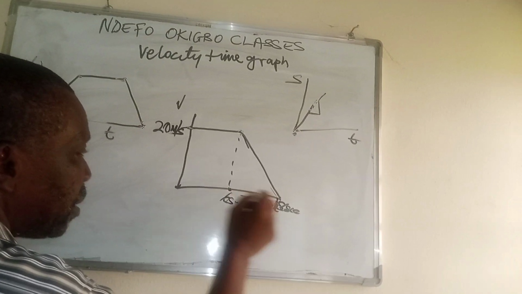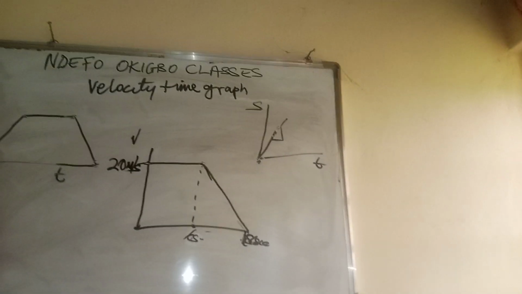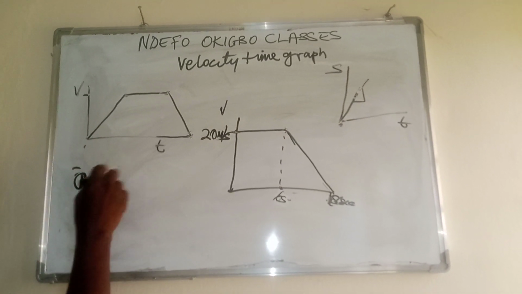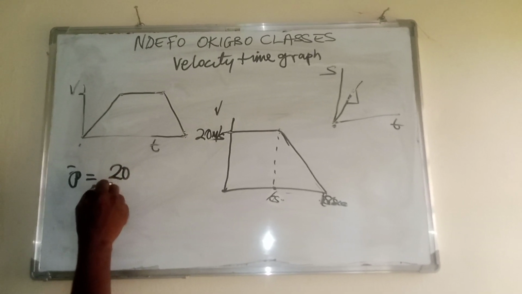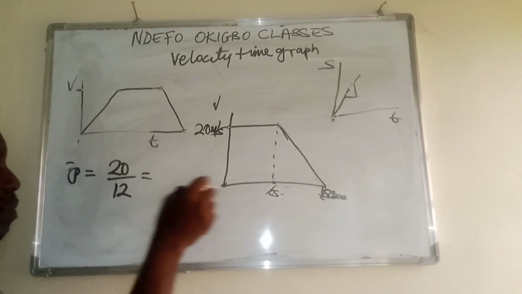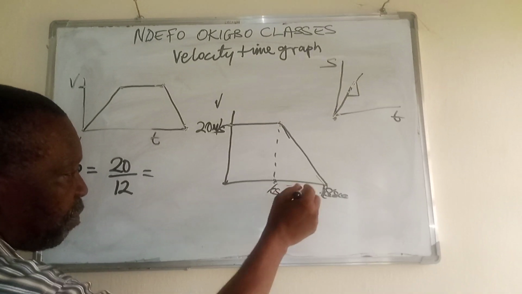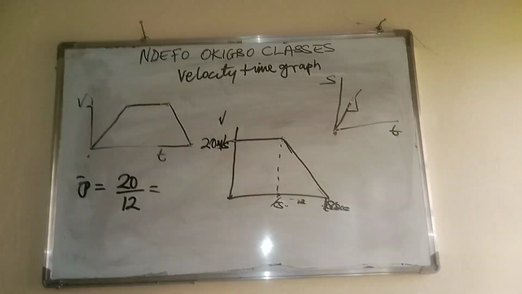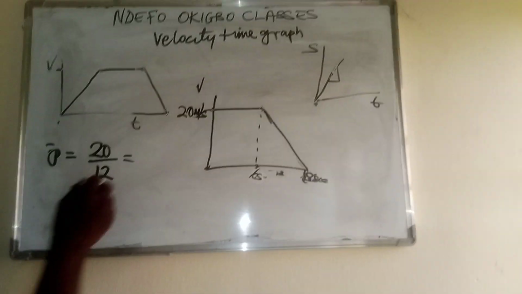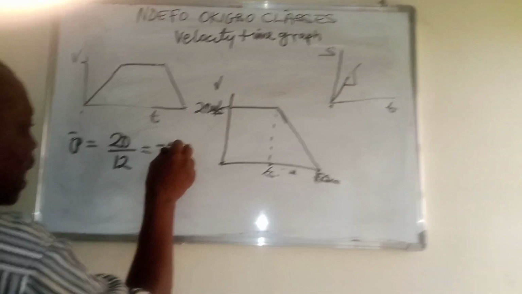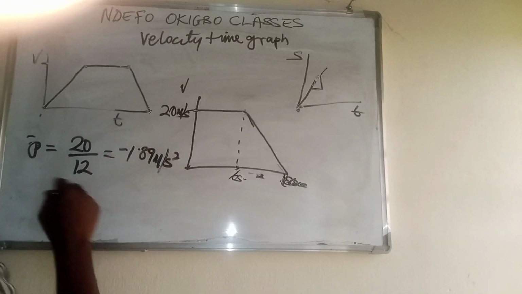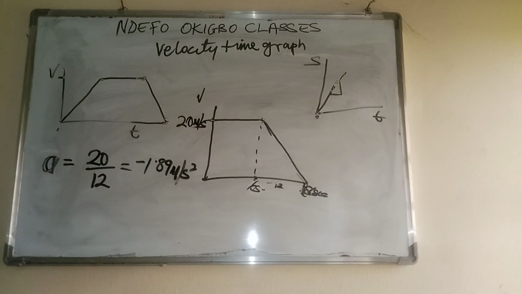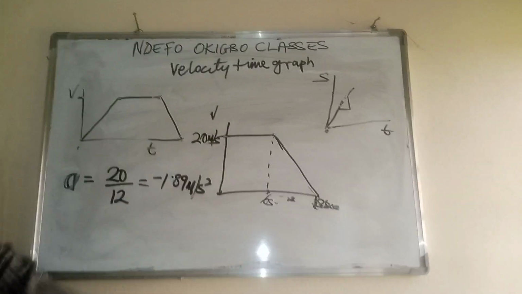Look at the period of retardation. From here to here, that's the 12. So to calculate retardation, a equals minus the velocity, which is 20, over the time, which is 12 in this case. From here to here, 12 seconds, that was used to retard. So that gave 1.89 meters per second squared. That is minus 1.89 meters per second squared. That is the retardation.